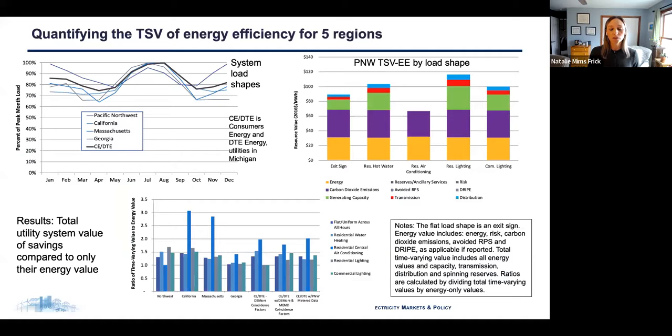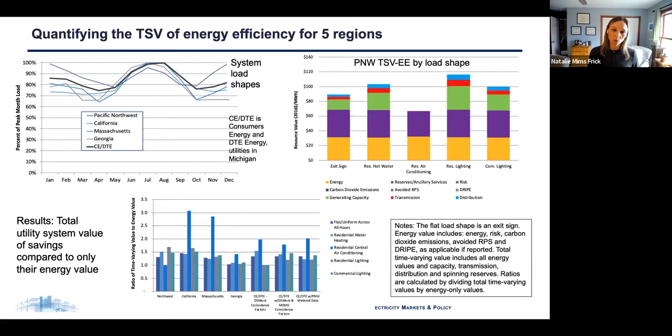Our first two reports calculated the time-sensitive value of efficiency for 5 different measures in 5 locations, and that's what all of these graphics are from. So in the top left, we mapped out the electricity system shape for the 5 regions. It was the Pacific Northwest, Michigan, California, Massachusetts, and Georgia.